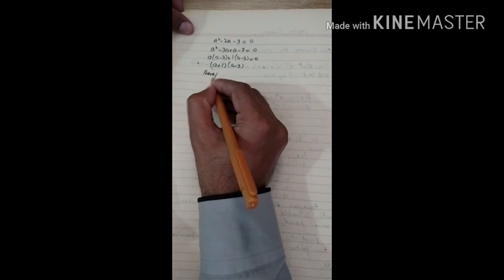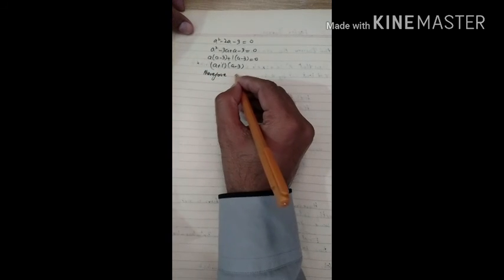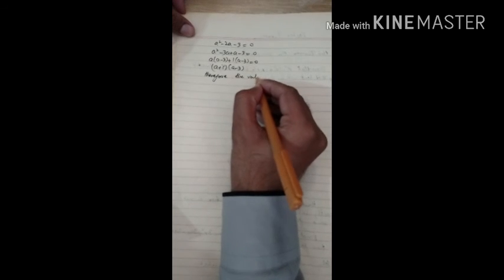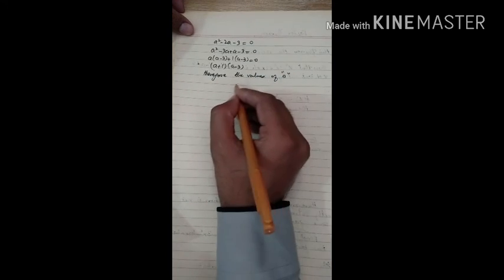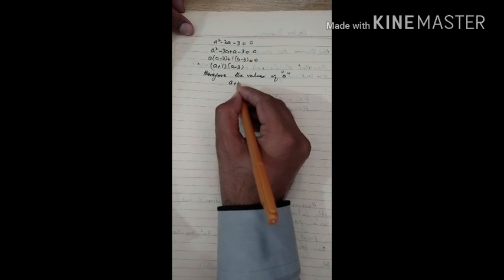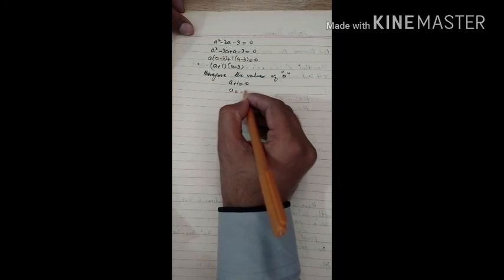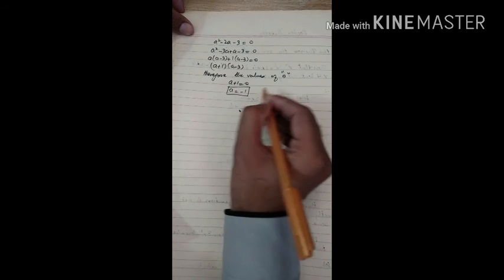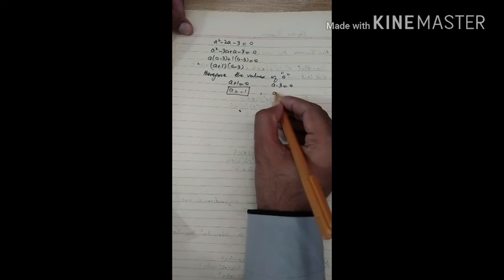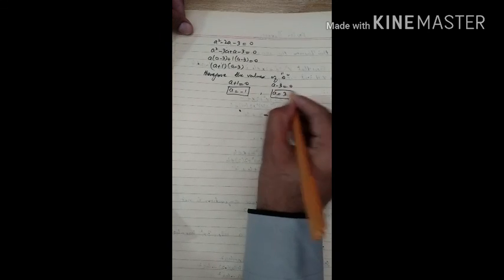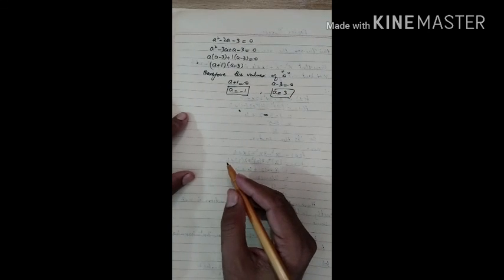Therefore, the values of a: a plus 1 is equal to 0, so a is equal to minus 1. Now a minus 3 is equal to 0, so a is equal to 3. So these are the answers, the values of a.